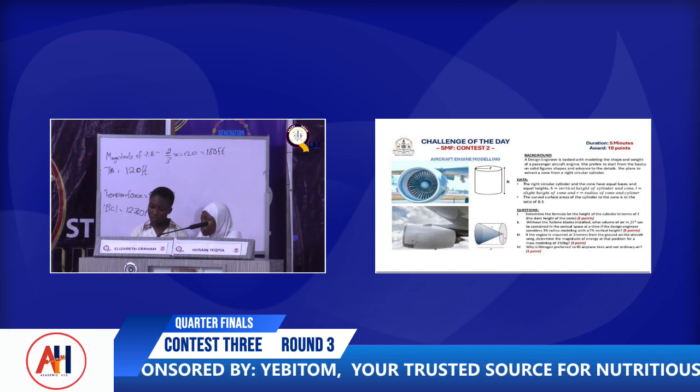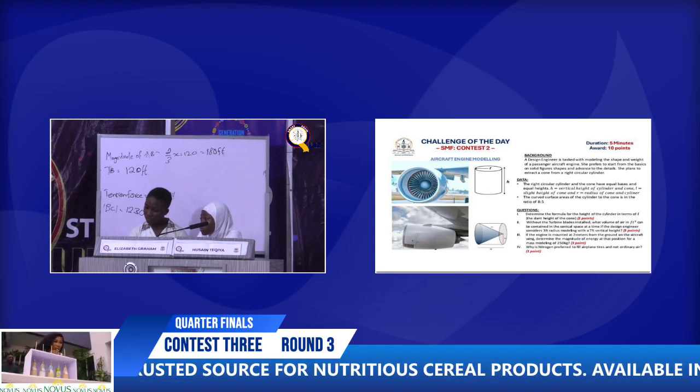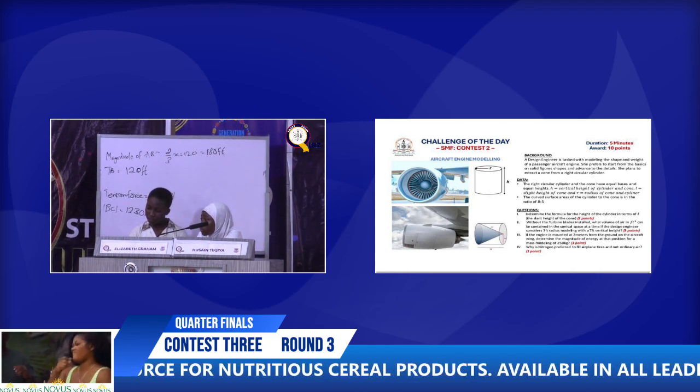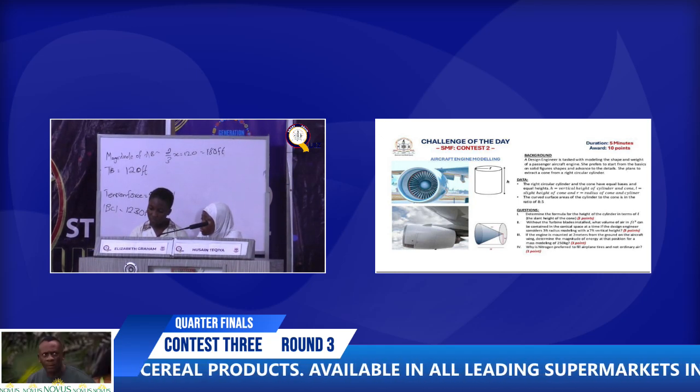So you get 12 is equal to 4 plus x. Then you make x the subject, and you find your x. So your x is going to be 8 feet. Good.